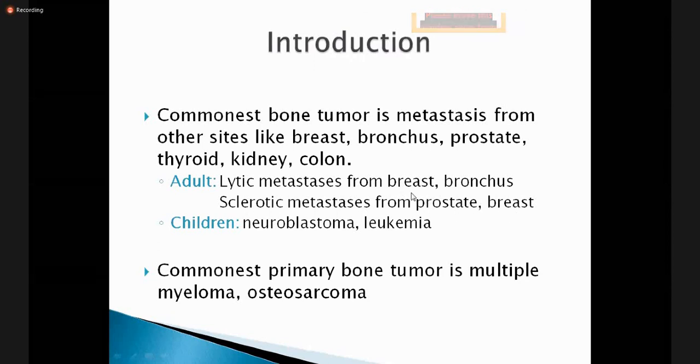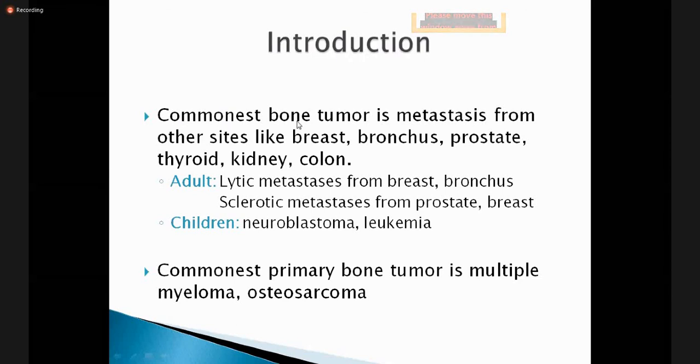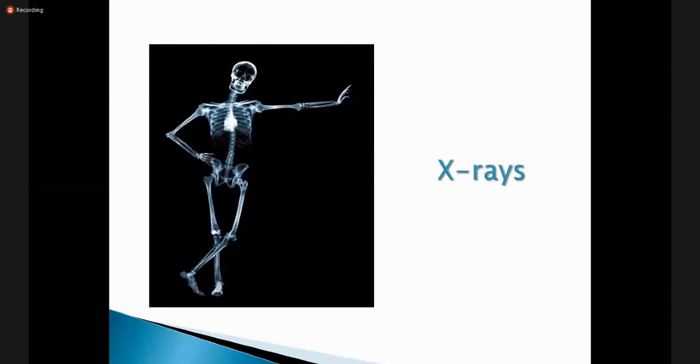In a female patient with lytic mets, the most common source is the breast. With sclerotic mets in a male patient, the most common is the prostate. In children, metastases are common from neuroblastoma and leukemia. The commonest primary bone tumors are multiple myeloma and osteosarcoma, while the commonest bone tumor in general, primary and secondary, is metastasis.